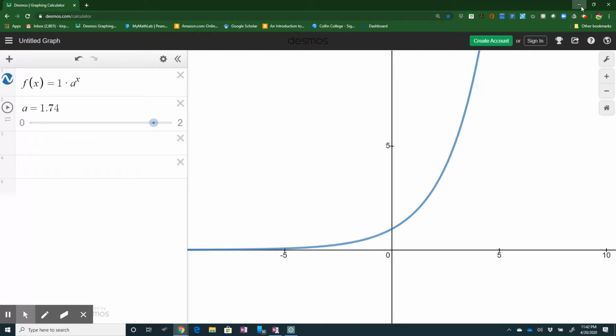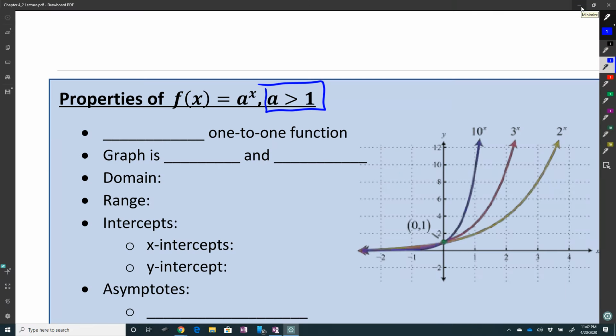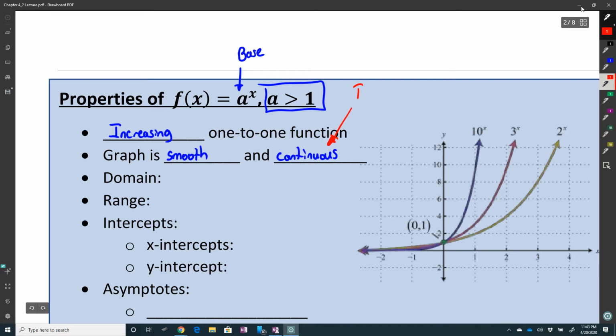So if the base, remember, we call a the base. If the base is greater than 1, this is what's called an increasing one-to-one function. The graph is smooth and continuous. We learned about it last time. Continuous means that you can trace without picking up your pencil.